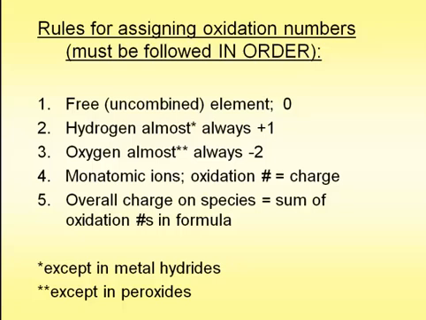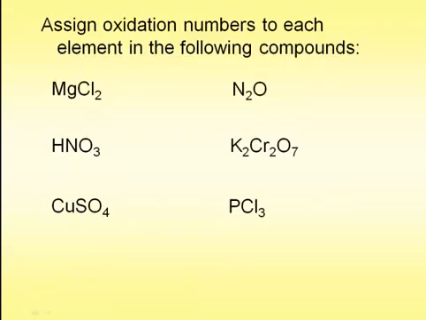Lastly, the sum of all the oxidation numbers in a species should equal the overall charge of the object. If you're talking about a neutral compound, it has a total charge of 0, so all the oxidation numbers should all add up to 0. If you're looking at a polyatomic ion, all the oxidation numbers within that polyatomic ion should add up to the charge of the polyatomic ion. Try assigning oxidation numbers for every element in these compounds.